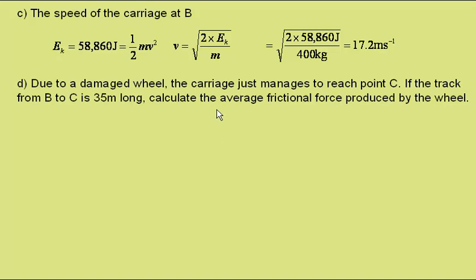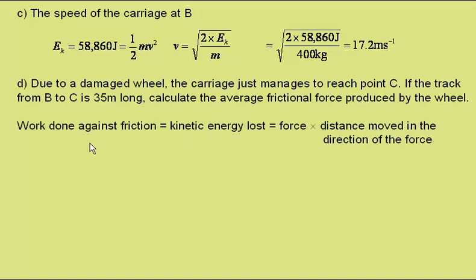In part D, we're told that due to a damaged wheel, the carriage just manages to reach point C. If the track from B to C is 35 meters long, calculate the average frictional force produced by the wheel. Well, in this case, the work done against friction by the wheel is equal to the kinetic energy lost, and the work done is equal to the force multiplied by the distance moved in the direction of the force.